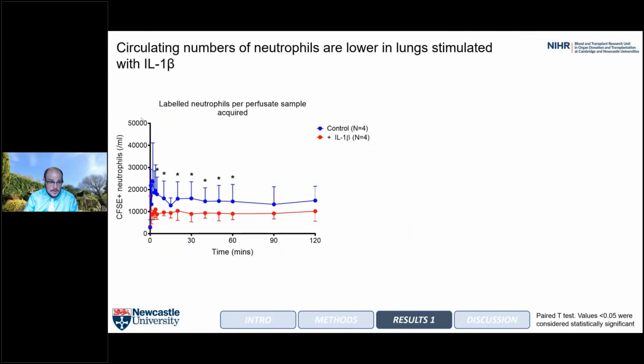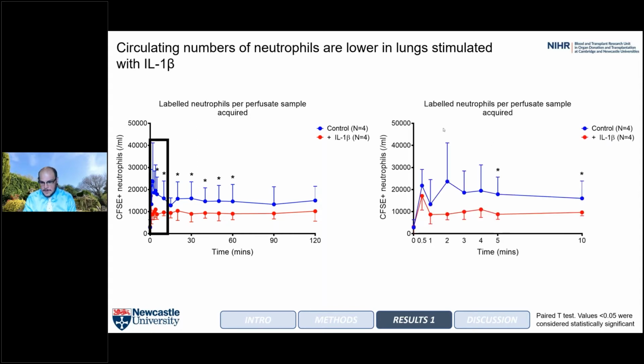And when we compared this, we took a variety of samples to establish the kind of kinetics of where these neutrophils are going with time. We see that they quickly establish kind of a steady state where the control had a higher level of circulating neutrophils versus the IL-1 beta doped perfusion. And this is indicative that the neutrophils are then infiltrating into the tissue.